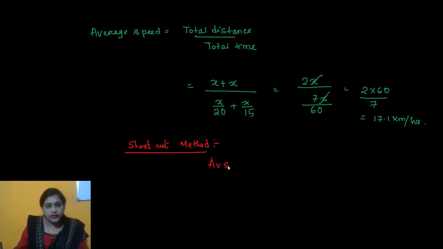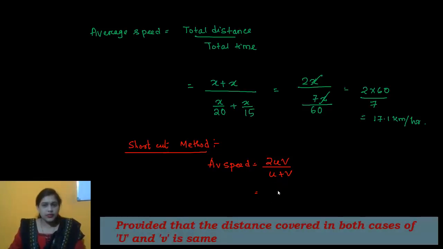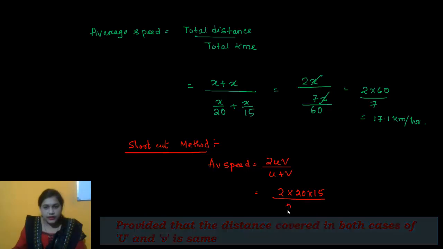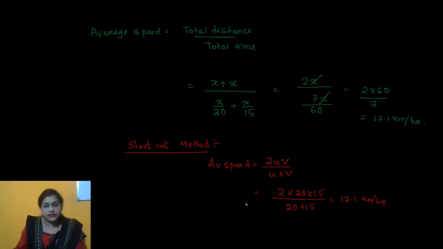The formula of average speed in this case is 2uv divided by u plus v. What is u and v? U is the first average speed of the motorcyclist and v is the next average speed of the motorcyclist. So, 2 into 20 into 15 divided by 20 plus 15, you will get the same answer as above. You can check.